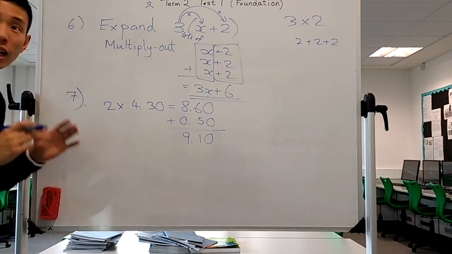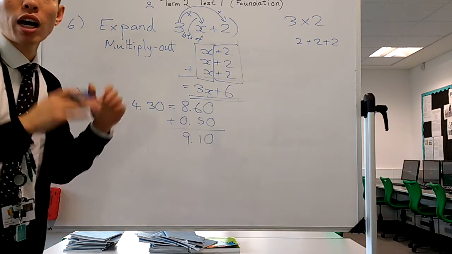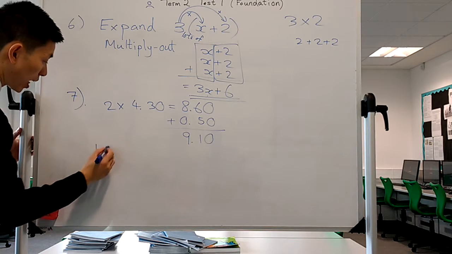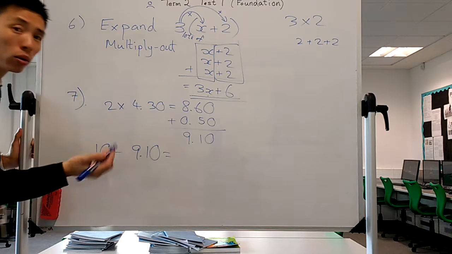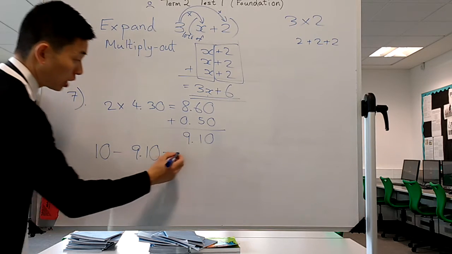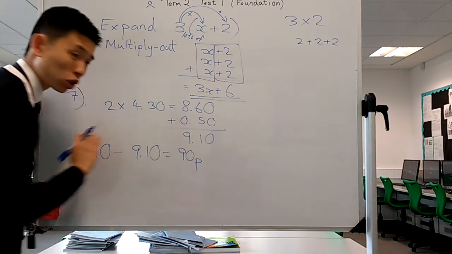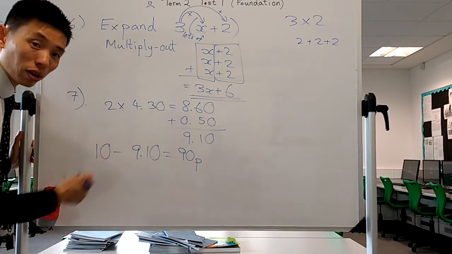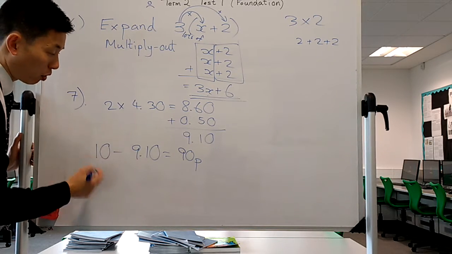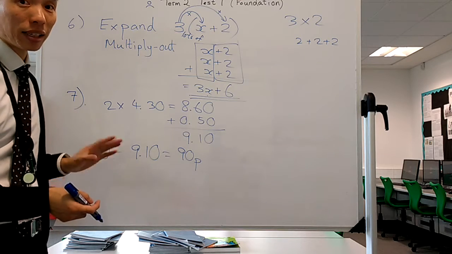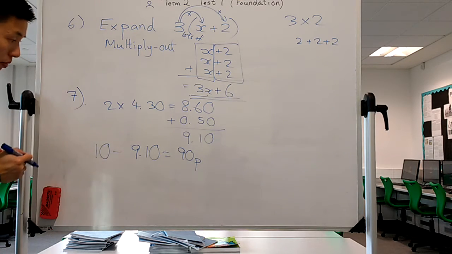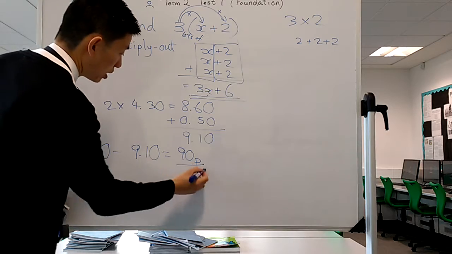But the question said he paid with £10, how much change will he get. So it's 10, take away £9.10. Most people did this in their head, and they wrote 90p, which is fine. Some people put it into a column method, but they forgot the fact that you have to borrow. So there were mistakes there when they were using the column method. Okay, so 90p is the answer.